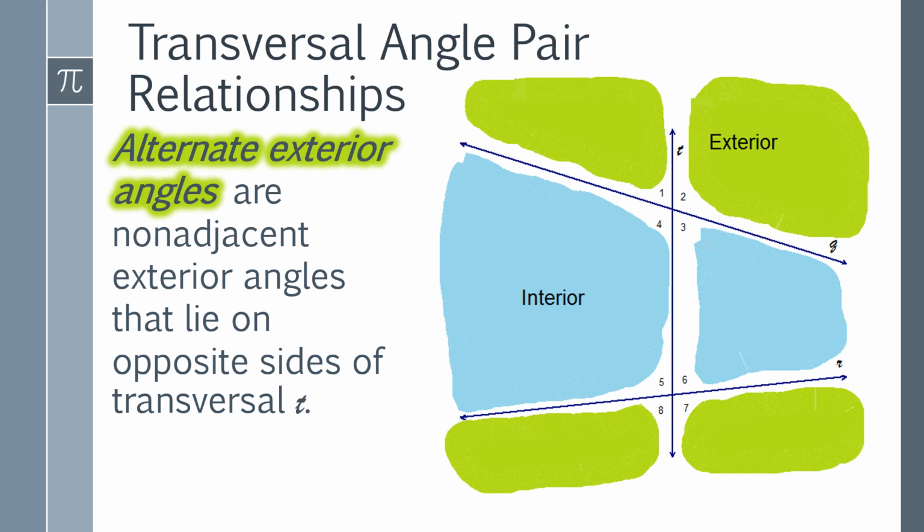Okay, alternate exterior angles are non-adjacent exterior angles that lie on the opposite sides of the transversal T. Okay, so here we go again. Well, if I take a look at my drawing, at my figure here, if I'm with angle 1, well, I can't be adjacent, so it can't be angle 2, and it's got to be opposite sides, right? They have to alternate. I got to climb the fence per se. So angle 7 would be alternate exterior. The angle that would be alternate exterior with angle 2 would be angle 8.